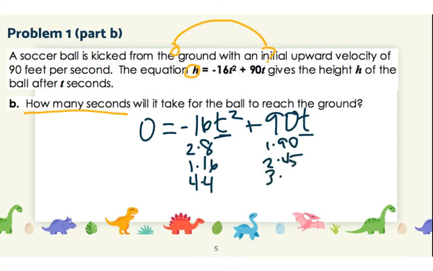3 goes into 90 30 times, so 3 times 30. 4, I don't think so, no. 5 times 18. Okay, so 6 times 15. All right, 7, 8, 9 times 10. I think that's it, because the next one would be 10, and I've already repeated that. So my highest common one looks like it is 2.